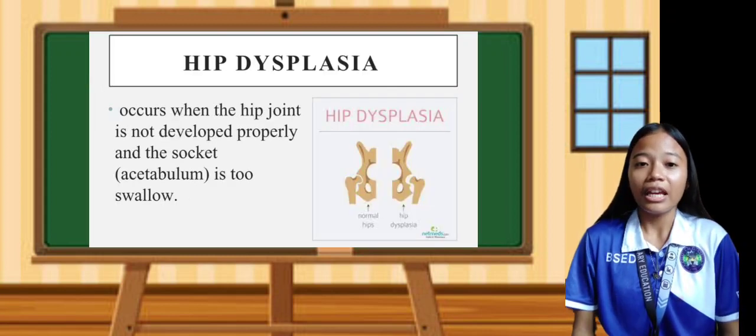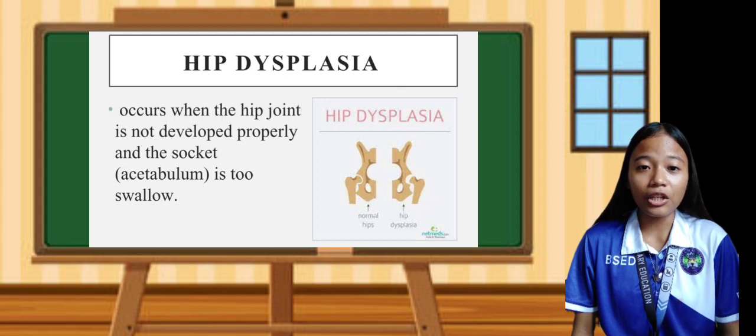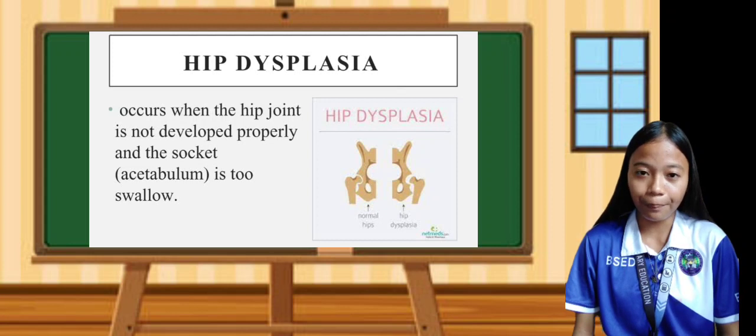The next one is hip dysplasia. Hip dysplasia occurs when the hip joint has not developed properly and the socket is too shallow. This allows the ball to slip partially or completely out of the joint. Hip dysplasia ranges from a mild abnormality to a complete dislocation of the hip.